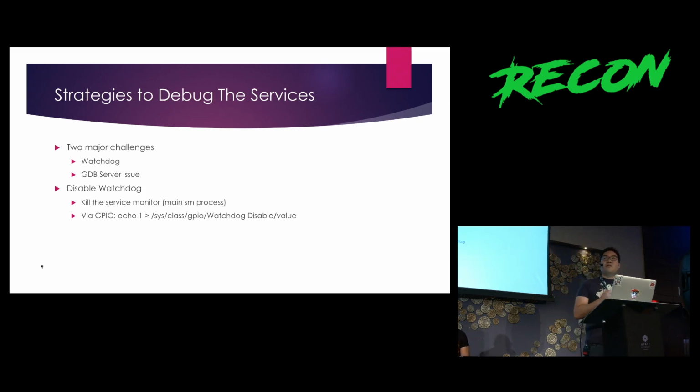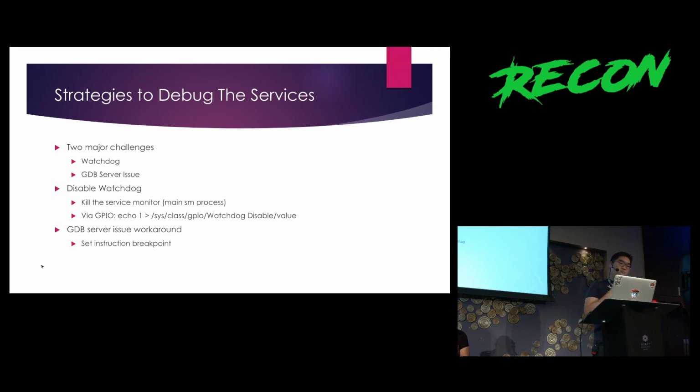So one way to bypass that is to kill the main server's monitor process, which is responsible for setting up all the watchdog and making sure it's active at all times. Killing it effectively means it's dead, so there's no more watchdog, and you can just debug like you normally would. Later, you'll find out that you can also disable the watchdog through GPIO by setting the value 1 to this value file here. But unfortunately, that's still not it.